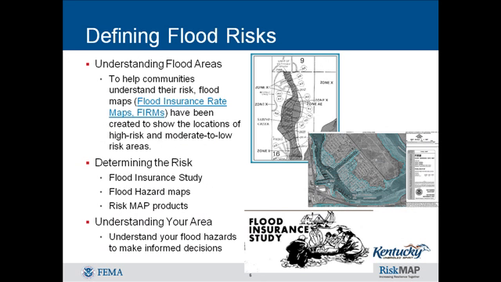To help communities understand their risk, flood maps have been created to show the locations of high, moderate to low, and undetermined risk areas. High-risk areas have at least a 1% annual chance of flooding, which equates to a 26% chance of flooding over the life of a 30-year mortgage. All homeowners in these areas, shown on the flood maps as zones labeled with the letter A or AE, with mortgages from federally regulated or insured lenders, are required to buy flood insurance.